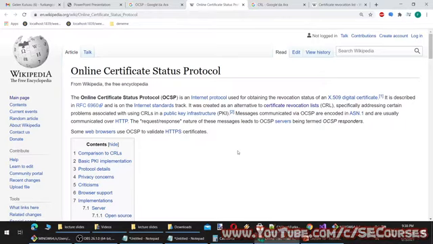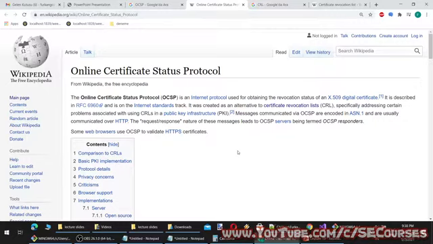The Online Certificate Status Protocol (OCSP) is an Internet protocol used for obtaining the revocation status of an X.509 digital certificate. It is described in RFC 6960 and is on the Internet Standards Track. It was created as an alternative to certificate revocation lists (CRL), specifically addressing certain problems associated with using CRLs in a public key infrastructure (PKI).